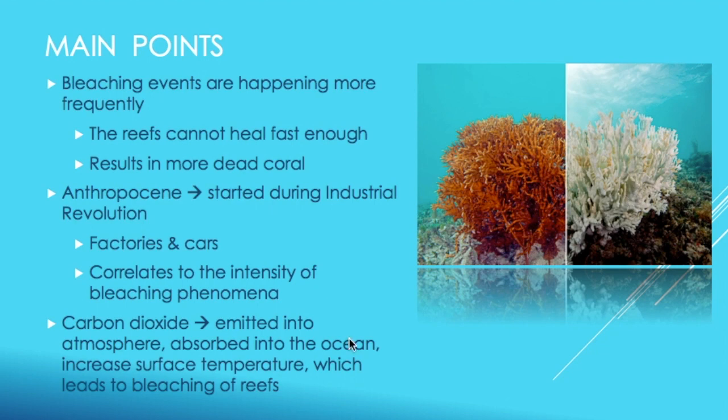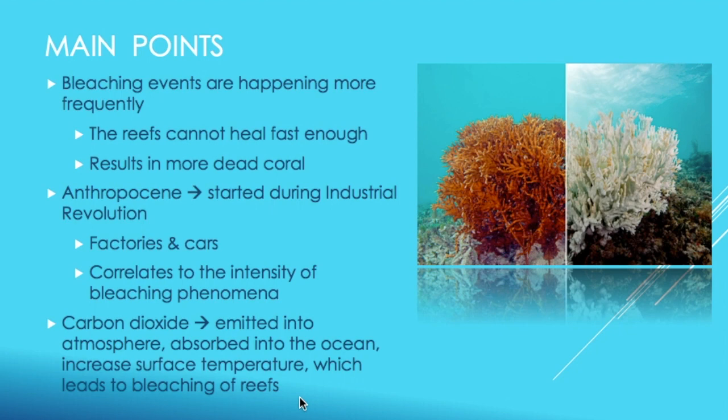So this all started because of the Anthropocene period, which started during the Industrial Revolution. The Anthropocene period is the time of increasing human activity. So factories and cars came into the picture, and more carbon dioxide was being emitted into the atmosphere. And more carbon dioxide in the atmosphere correlates with the intensity of the bleaching phenomena. So when there's more carbon dioxide in the atmosphere, the bleaching events tend to be more intense.